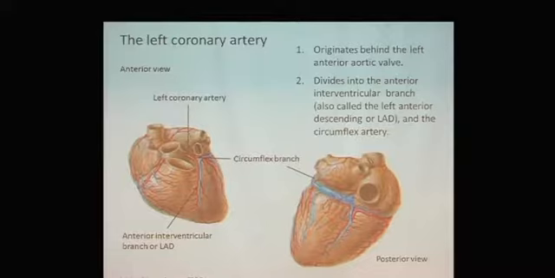And if you figure that 15% of us are going to have left dominant coronary circulation, which means that the posterior descending artery is going to come off of the left coronary artery, then even more of the left ventricle is going to be supplied by the left coronary artery. So if you have a block to the left coronary artery, then you're going to lose quite a bit of function of your left ventricle.